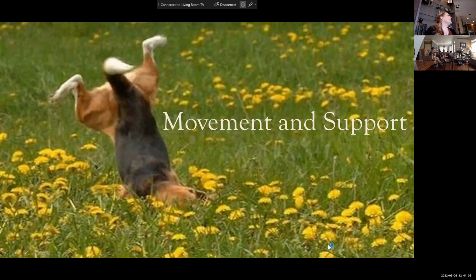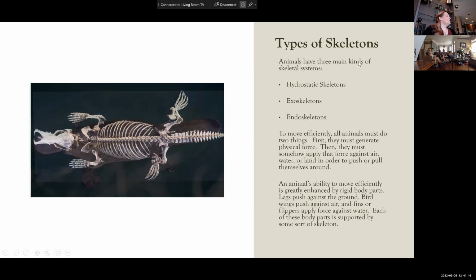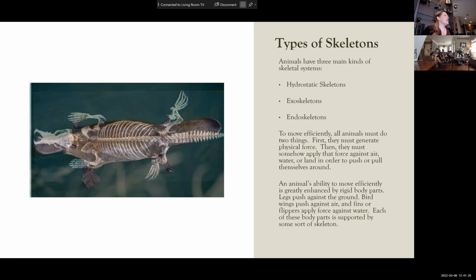So movement and support. This is a great slide. Yeah, movement and support. So what do we do for movement and support? So anybody want to guess what this is? It is a platypus, James, you're right. So animals have three main types of skeletons: hydrostatic, exo, and endo. Who has the hydrostatic skeleton? I know. So. Platypi? Did you say Miss Danny?